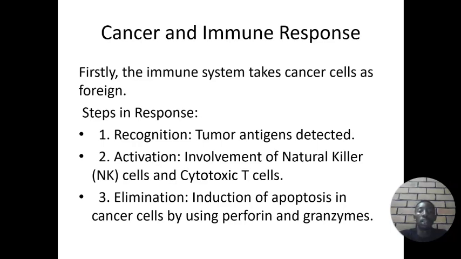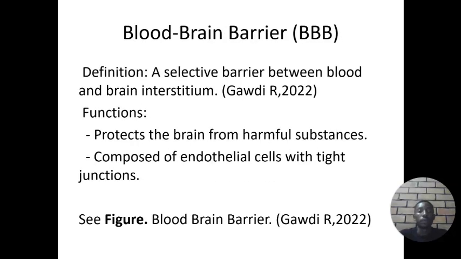And the last step is elimination, the induction of apoptosis in cancer cells. This apoptosis is a programmed death of cells, and the natural killer cells and cytotoxic T cells release molecules, perforin and granzyme, which are used to break down that tumor and cause it to die and be eliminated.